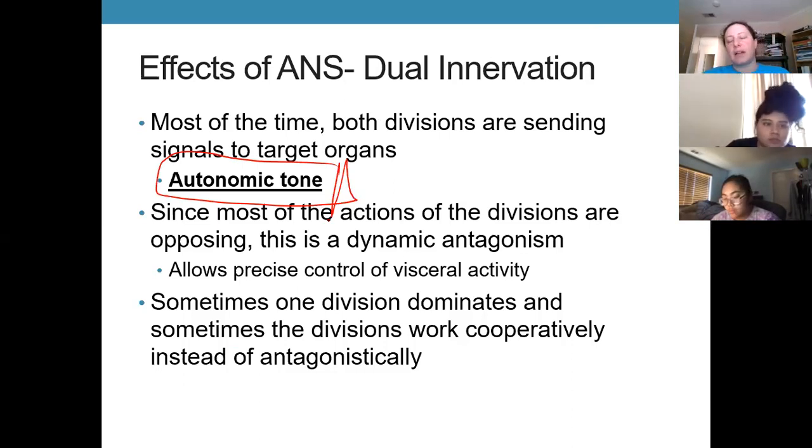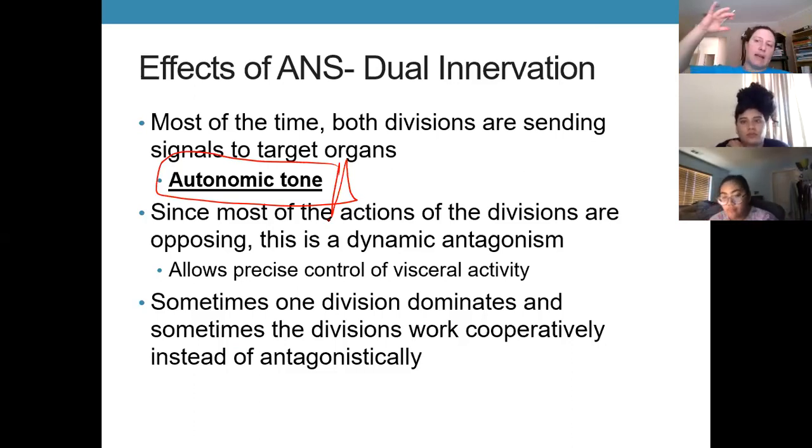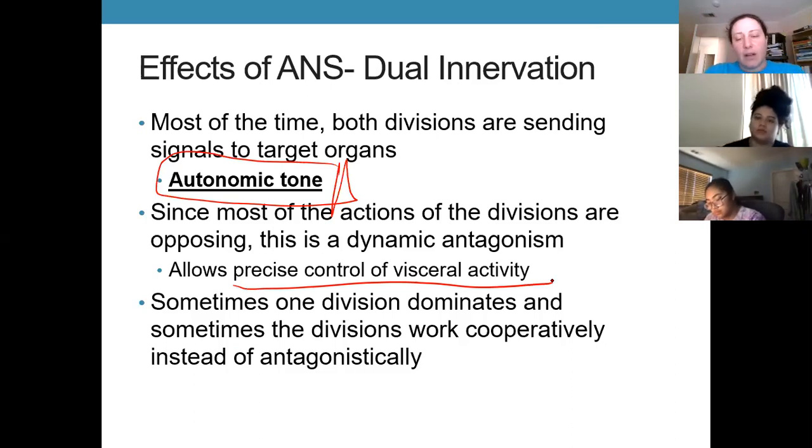Because most of the actions of the divisions are opposing, this is a form of dynamic antagonism. So you can think about it very much like a scale. A lot of the time you might be getting about equal weight on either side of the scale, and then sometimes one side gets heavier and it tilts, but then it can always tilt back the other way too. It just depends on how much neurotransmitter each one's pouring out at any given time. And this allows for very precise control because they don't have to tweak very much to change the balance enough to have an effect.